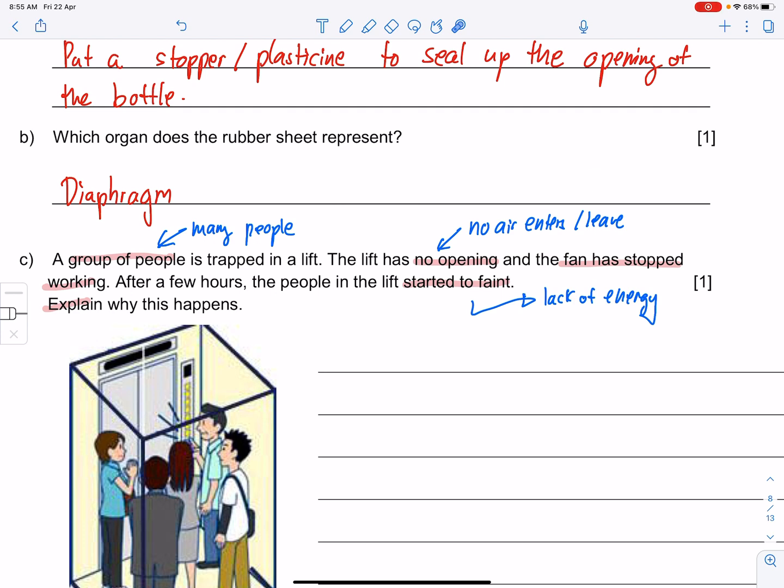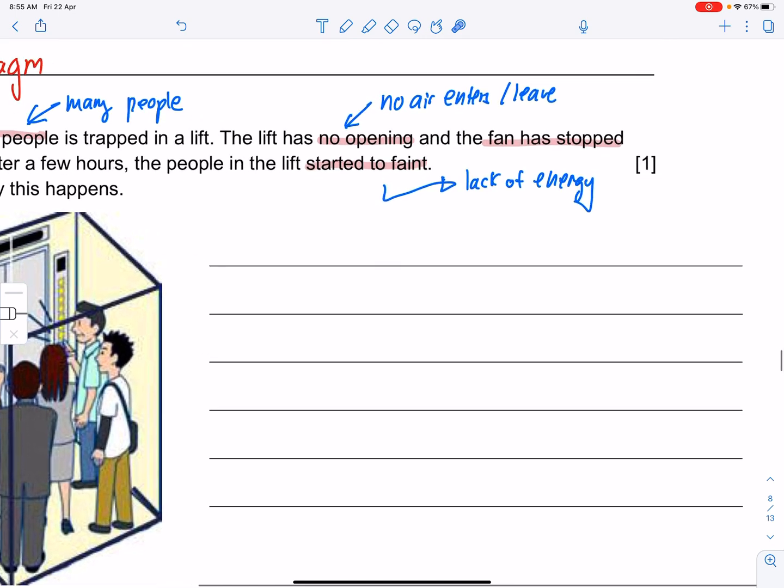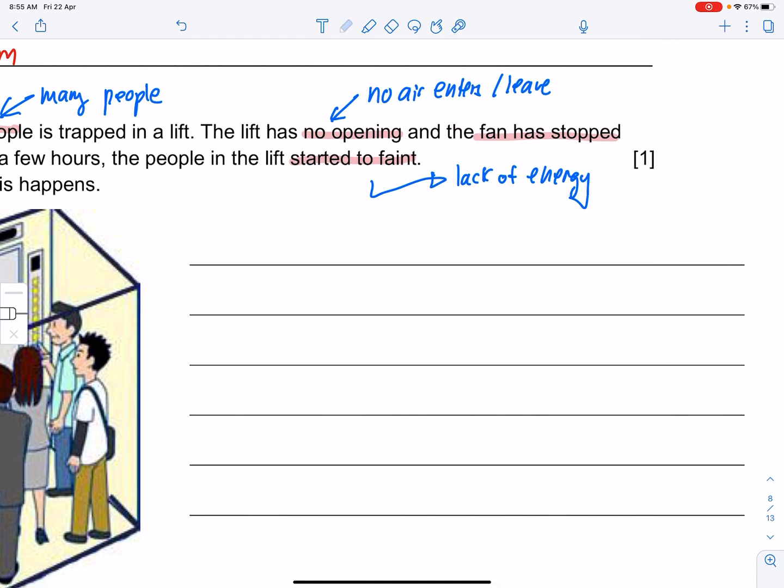Why? Because no air can leave or enter. And since no air can leave or enter, the many people here would have depleted the amount of oxygen in the air, causing the respiration rate to drop, and therefore people have a lack of energy and they will collapse due to that, right? So now let's translate that into our answer.